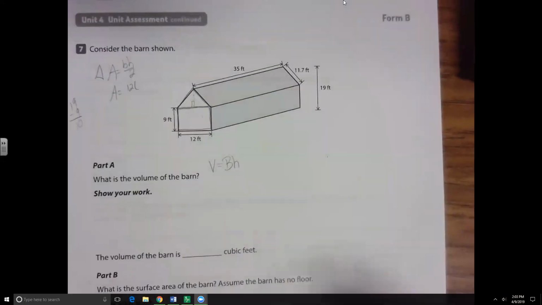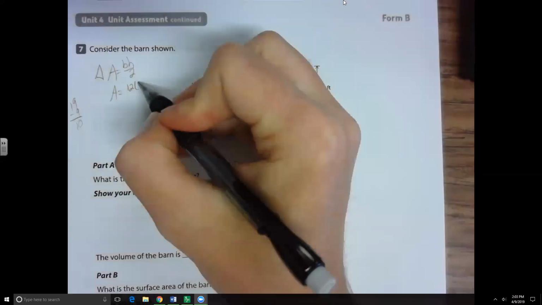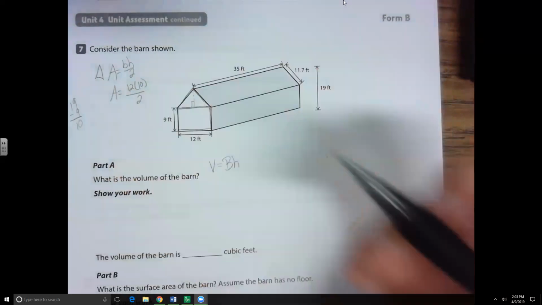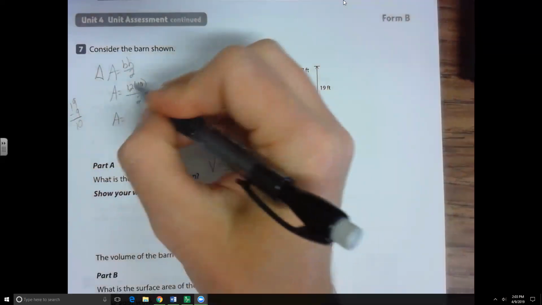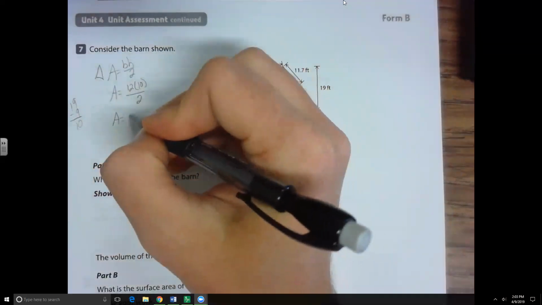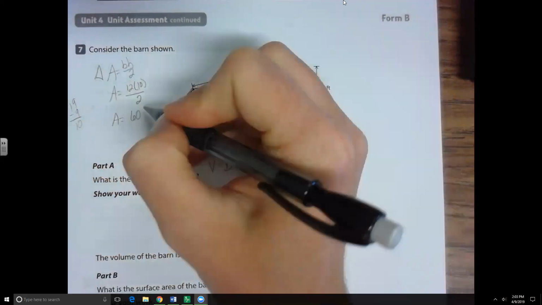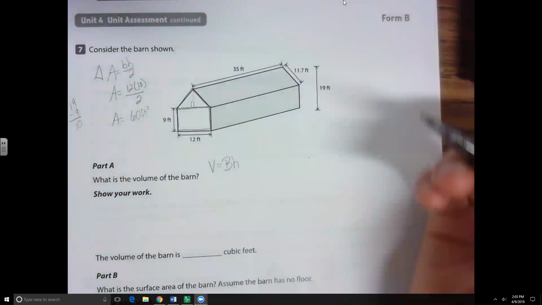Oh, hang on, got blurry. Okay, so my height is 10, and then I'm going to divide that by 2. So 12 times 10 is 120, divided by 2 is 60. So I get 60 feet squared from a triangle.